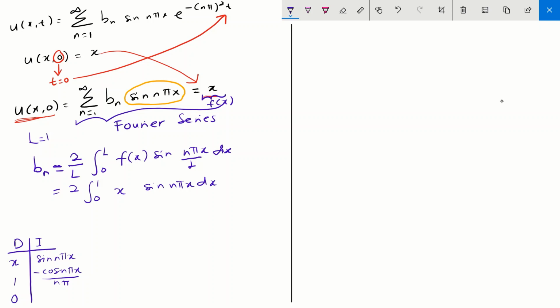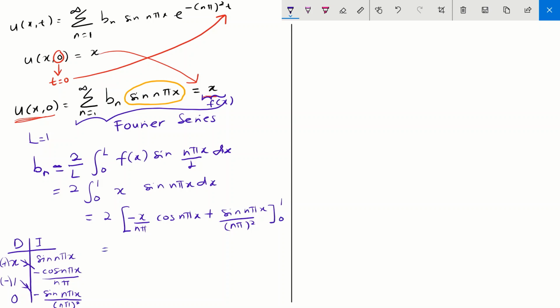First integration gives us negative cos(n pi x) over n pi. The second integration is sine(n pi x) over n pi squared. Cross multiplication, don't forget we have to put the signs. So this is equal to 2 times: the first term is negative x over n pi cos(n pi x), and the second term is plus sine(n pi x) over n pi squared, where the limits are from 0 to 1.